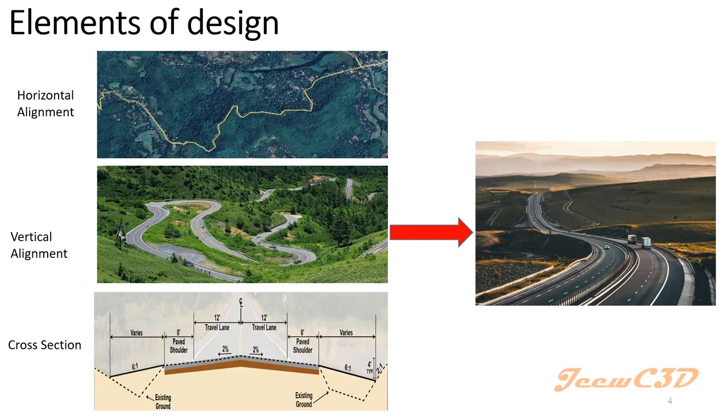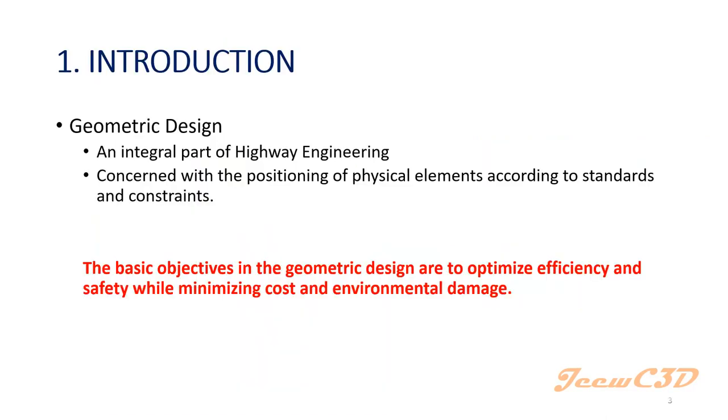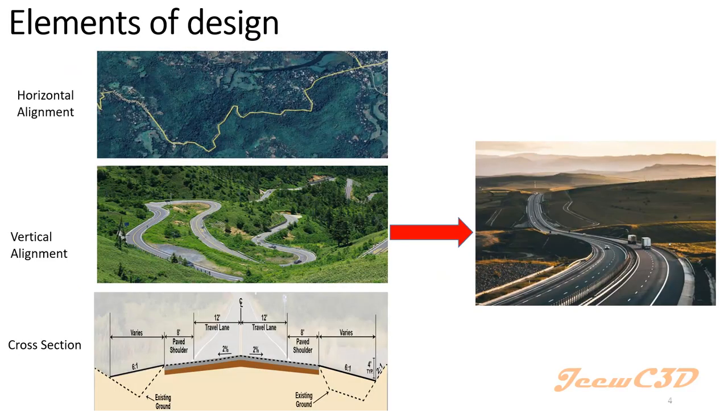What are the elements we talked about in the previous slide? I told you we are concerned with positioning physical elements. So what are these physical elements? There are three physical elements: horizontal alignment, vertical alignment, and cross section.